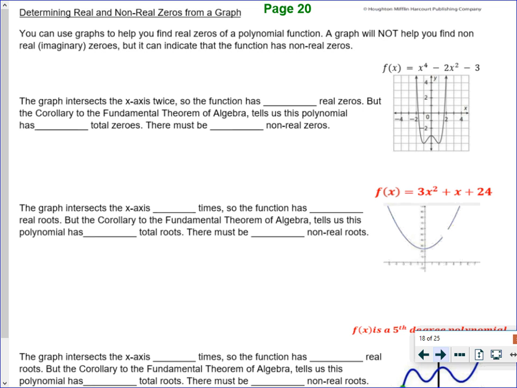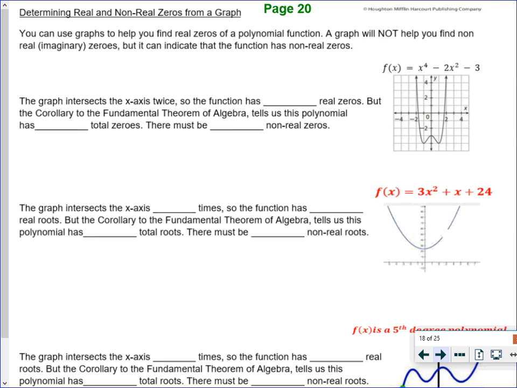Today we're going to be talking about determining the real and non-real zeros from the graph. When it comes to a graph, we can actually figure out exactly what our real zeros of a polynomial function will be from the graph. Our real zeros, our x-intercepts, and our real roots and solutions, all of those can be used interchangeably.